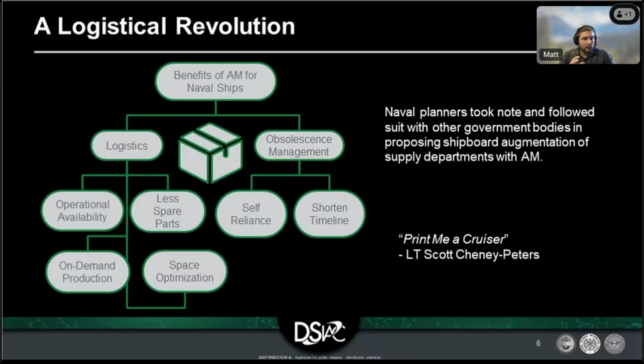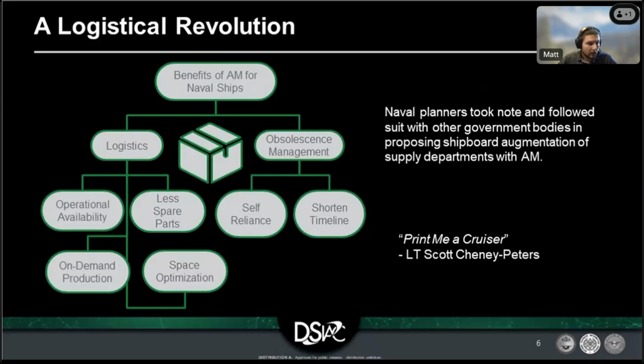So the benefits of AM on naval ships. You have two different avenues on that. You have logistics: you get less spare parts. I don't need a storeroom full of every single spare part for every single aspect of every system on the ship. I could have powder, or 3D printing feed wire, operational availability, on-demand production, space optimization. So instead of having a huge cargo storage of all these different spare parts, you're still probably going to have some spare parts, but you could reduce that significantly by just having the raw materials on the ship itself.